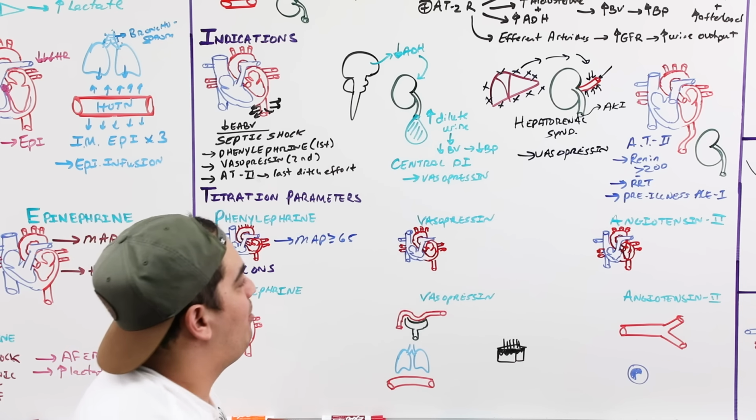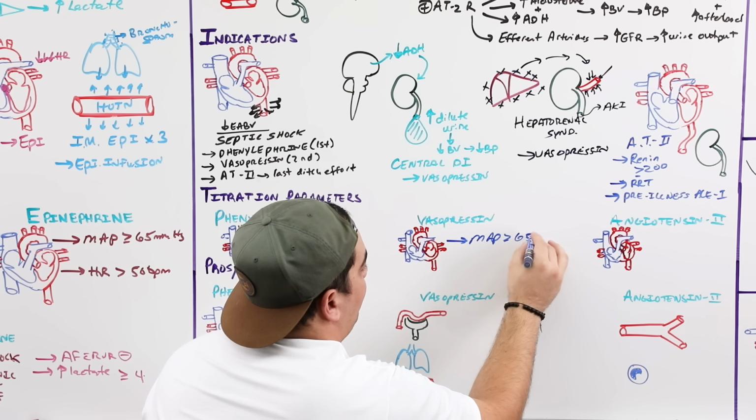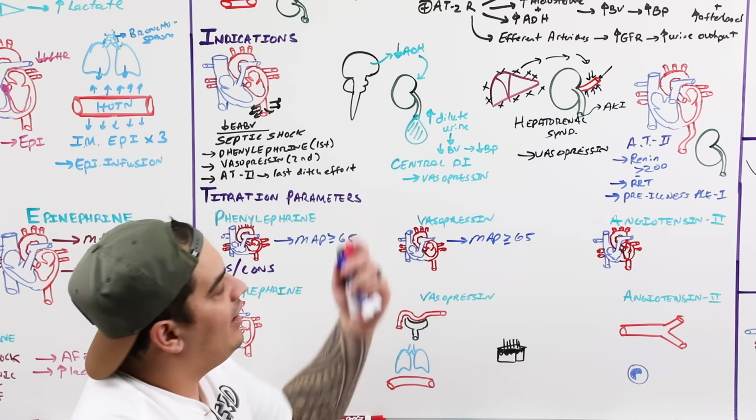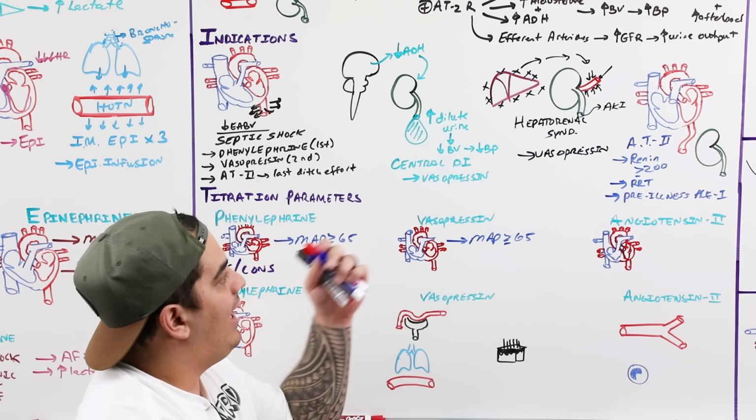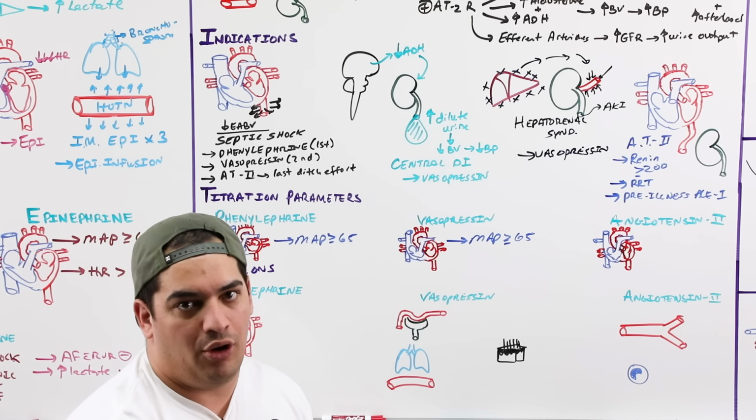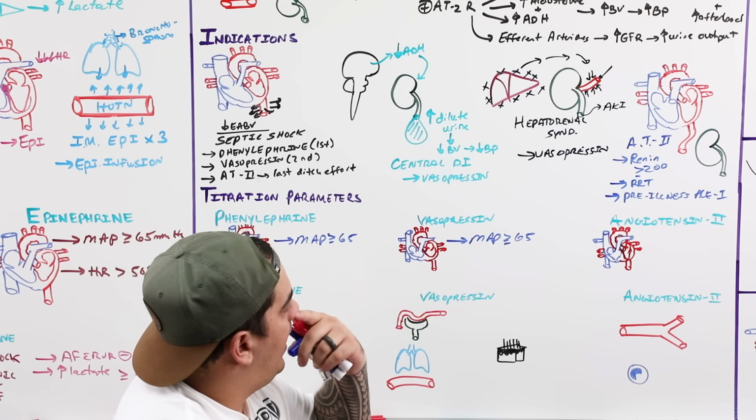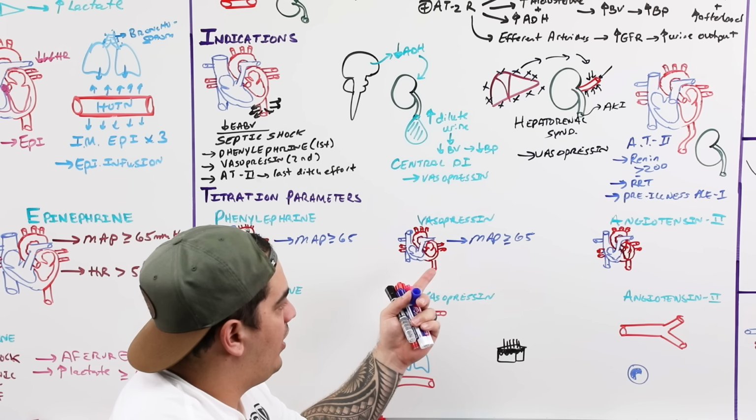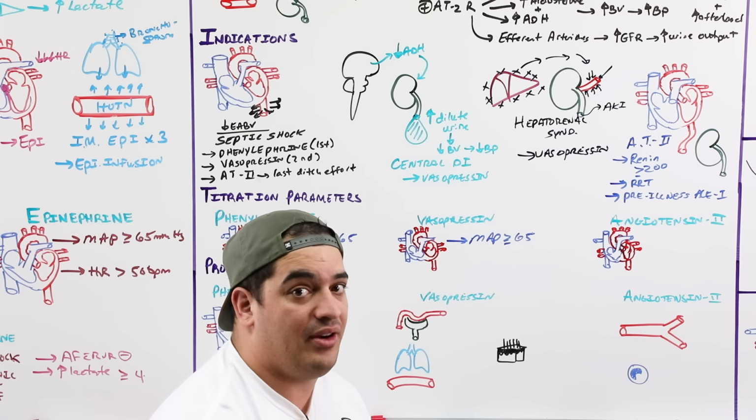Okay? Vasopressin, you titrate this to a MAP greater than or equal to 65 and also to urine output. You expect that putting them on ADH, vasopressin or ADH, will change the urine output, potentially lowering their urine output a little bit. Again, that's going to be one of the big things here. So again, you want to titrate vasopressin to a MAP greater than or equal to 65.